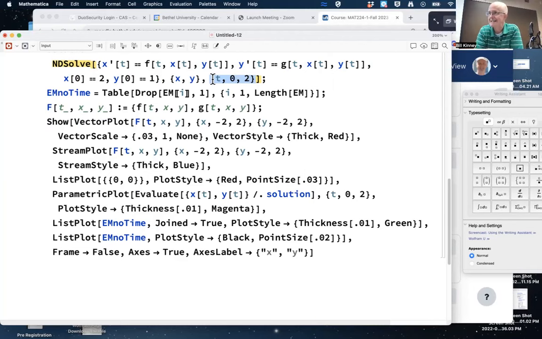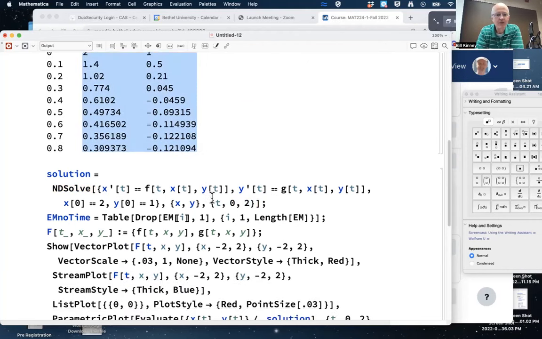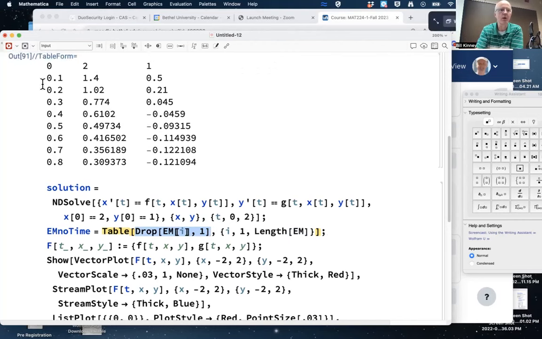To actually plot these points that you see here, the x and y coordinates in the graph that we're going to see, it is required to do this. And without explaining too much, what Drop does, this Drop[EM, 1], essentially drops the first coordinate in the data that we got from NDSolve, the t values, the 0, the 0.1, the 0.2, the 0.3, etc. We're dropping those t values. The 1 means drop the first coordinate, so to speak. EM no time gets rid of the time values and just focuses on the x and y values.